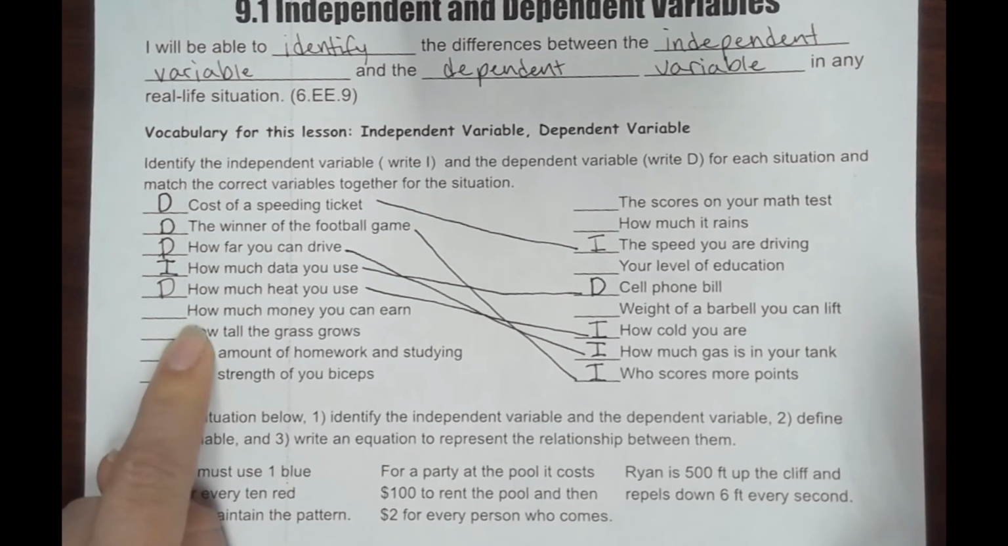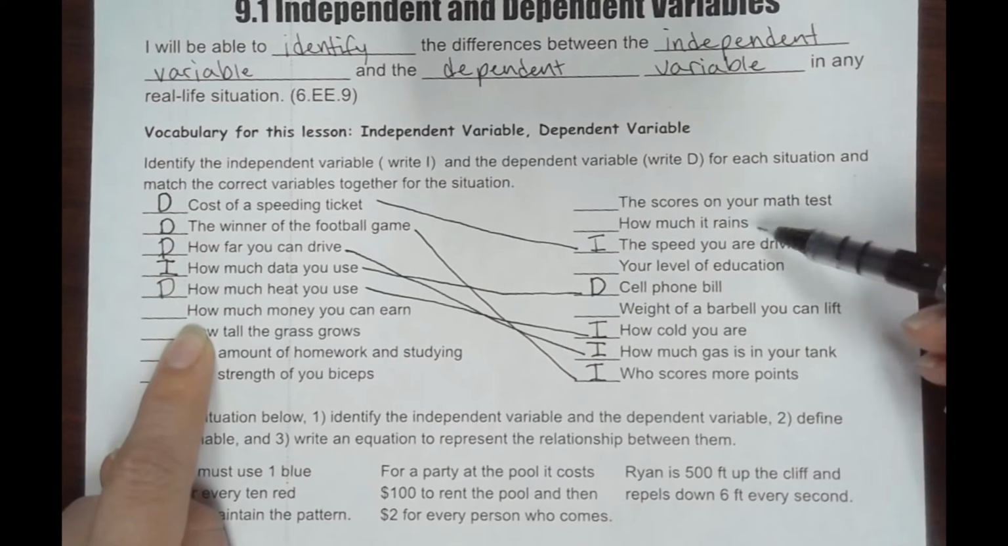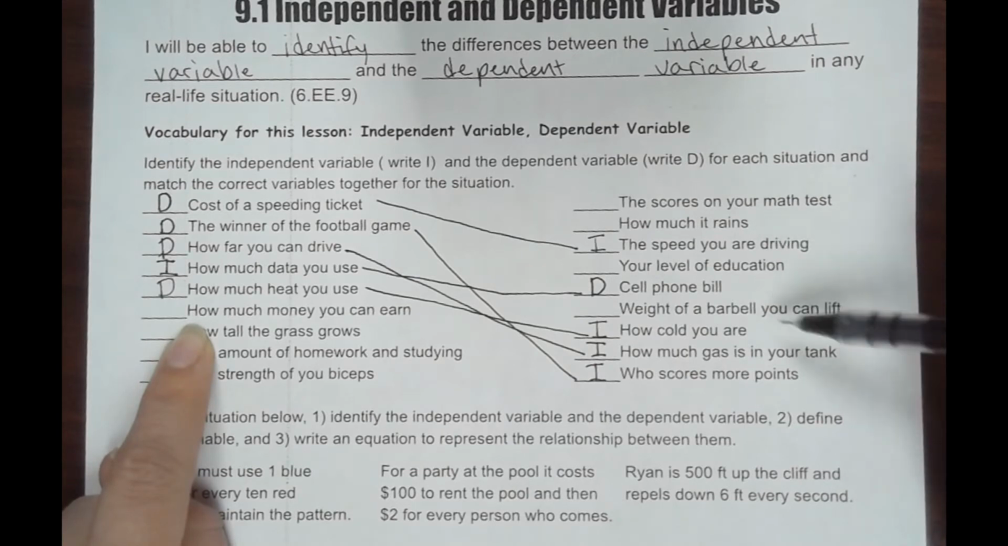How much money you can earn. What would that go with here? How much it rains? Probably not. The weight of the barbell? Probably not. Your level of education. Generally speaking, the more education you get, the higher income you usually can make. Doctors go to school for 12 years, they make a lot more money than teachers that go to college for 4. So which one is going to control that?